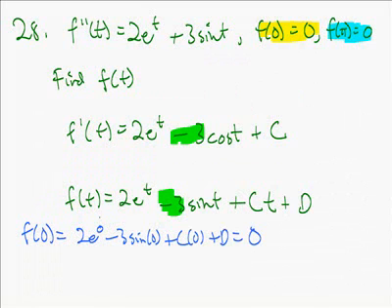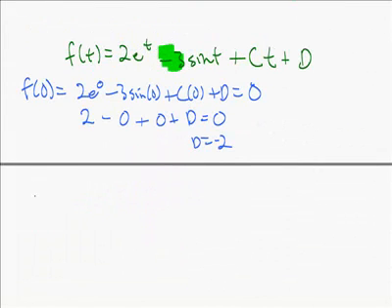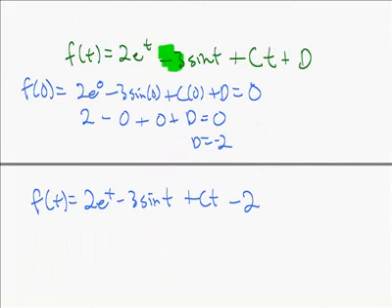So 2e to the 0, e to the 0 is 1, so that's just 2. Sine of 0, of course, is 0, so minus 3 times 0, which is 0, plus c times 0, any constant times 0 is 0. So we're basically left with 2 plus d equals 0, so d is negative 2. Alright, so now we've made a little bit of progress. We now know that f of t is 2e to the t minus 3 sine t plus ct minus 2. Again, because d is negative 2. We found that to be the case.